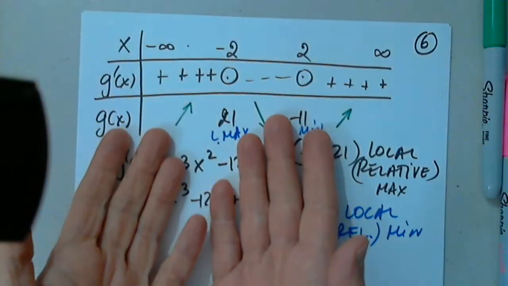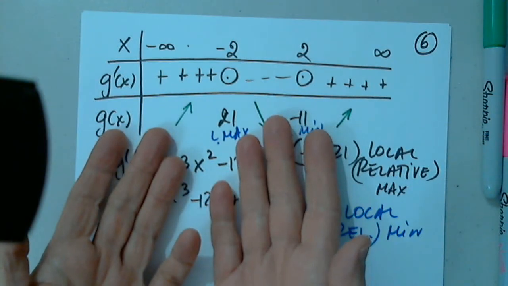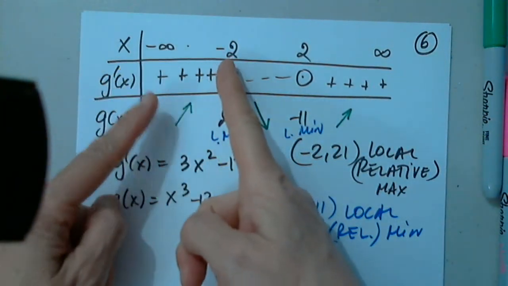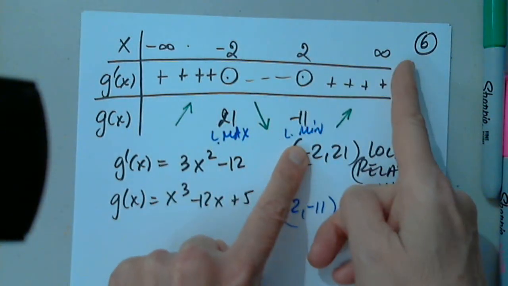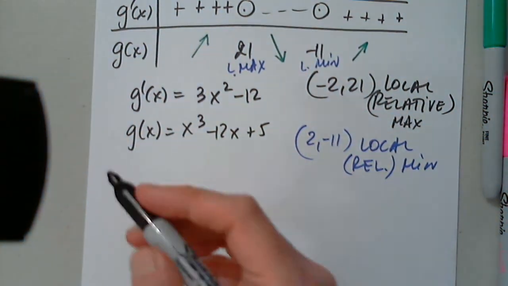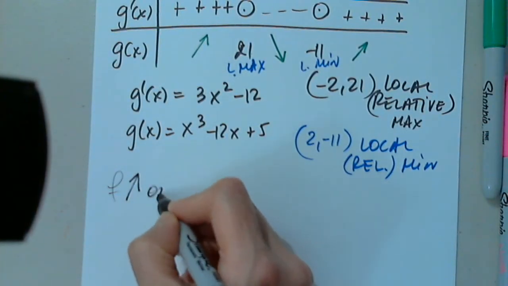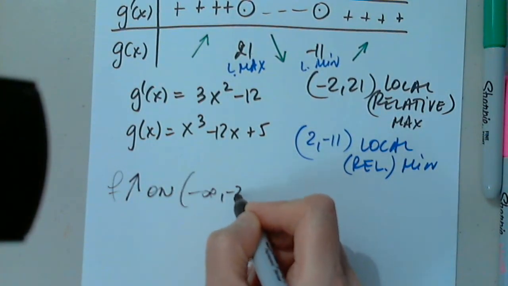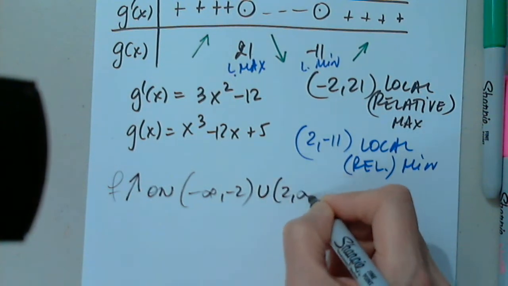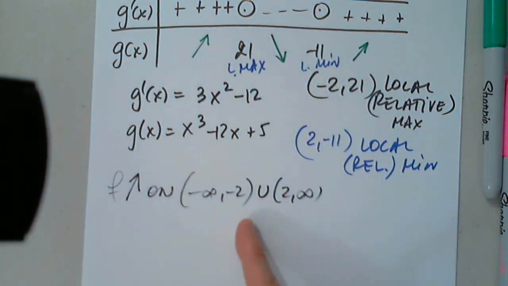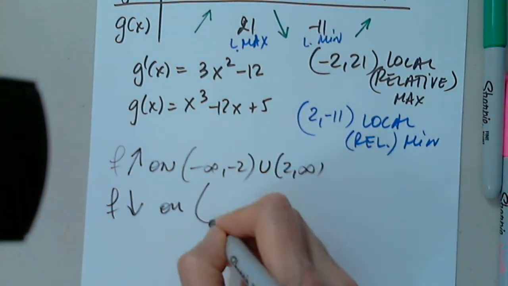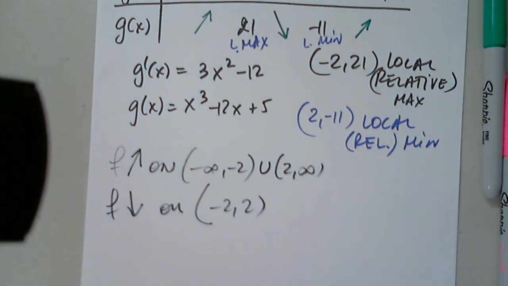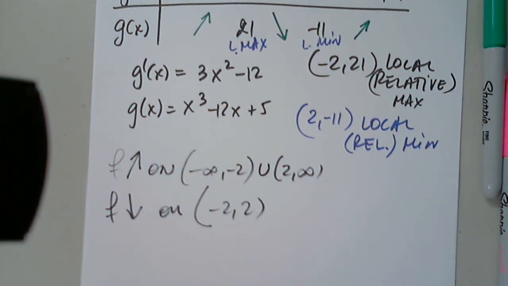Can we say where this function is increasing? Yes. Between negative infinity and negative 2, union 2 to infinity. I'm going to write that down. So f is increasing on negative infinity to negative 2, union 2 to infinity. No brackets. This is just the tendency, okay? And the function is decreasing on negative 2 to 2. This is what the first derivative is telling us about the function.